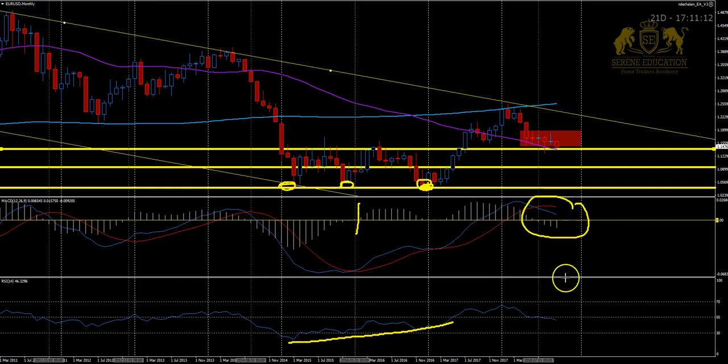However, it's all changed now. MACD is negative, RSI has now dropped below the midline. The only thing that is supporting this particular pair for the time being is the 50 period moving average.